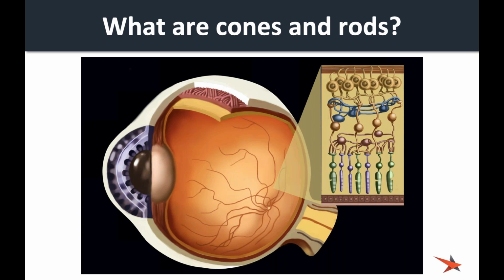We all have about 6 million rods. These cells respond to low light levels. They don't generate color perception, but rather they produce shades of gray, as you might experience on a moonlit night. Okay?